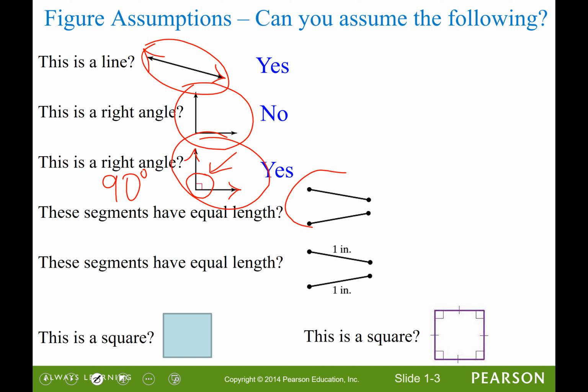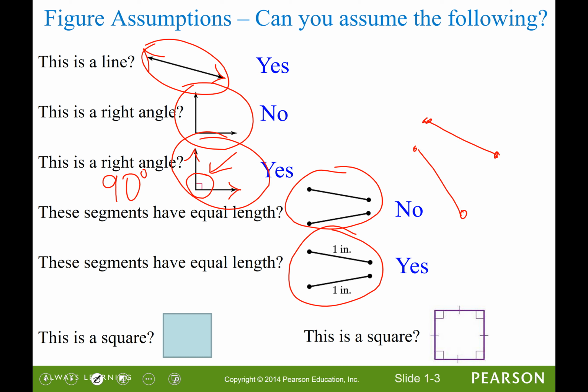Okay, if you have two segments that look like this, my question is, can you assume that the segments have equal length? The answer is no. Next figure though, can you assume that these two segments have equal length? For that, the answer is yes. I want to show you one more geometric code that will allow you to assume two figures have the same length. If you have two segments like that, and you see two tick marks like that, for geometric code, that means that those two segments are congruent, or they have equal length.